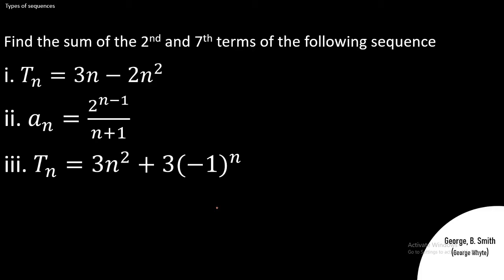They say we should find the sum of the second and seventh terms of the following sequences. So we need to get the second term of each of them, get the seventh term, and then sum them up. That's what they're asking us to do. So we'll solve all these three. The first case is we are given this sequence, 3n minus 2n squared. We are asked to find the sum of the second and the seventh term.